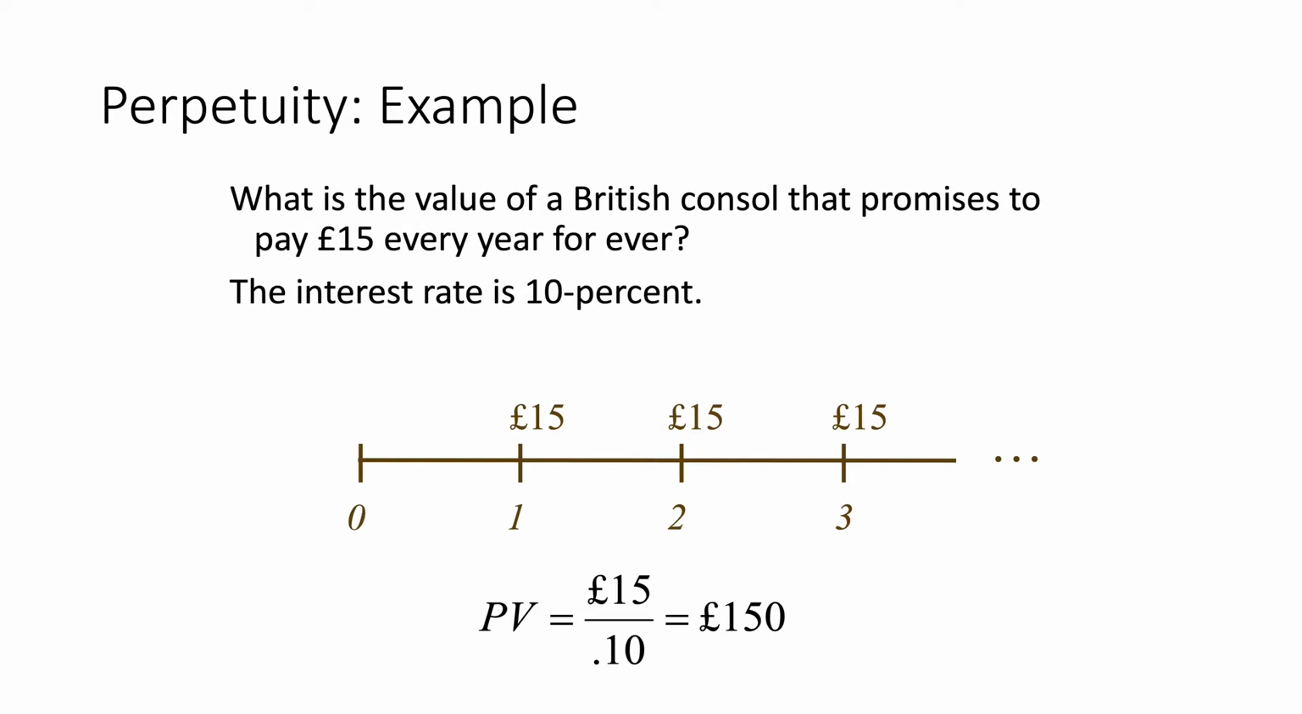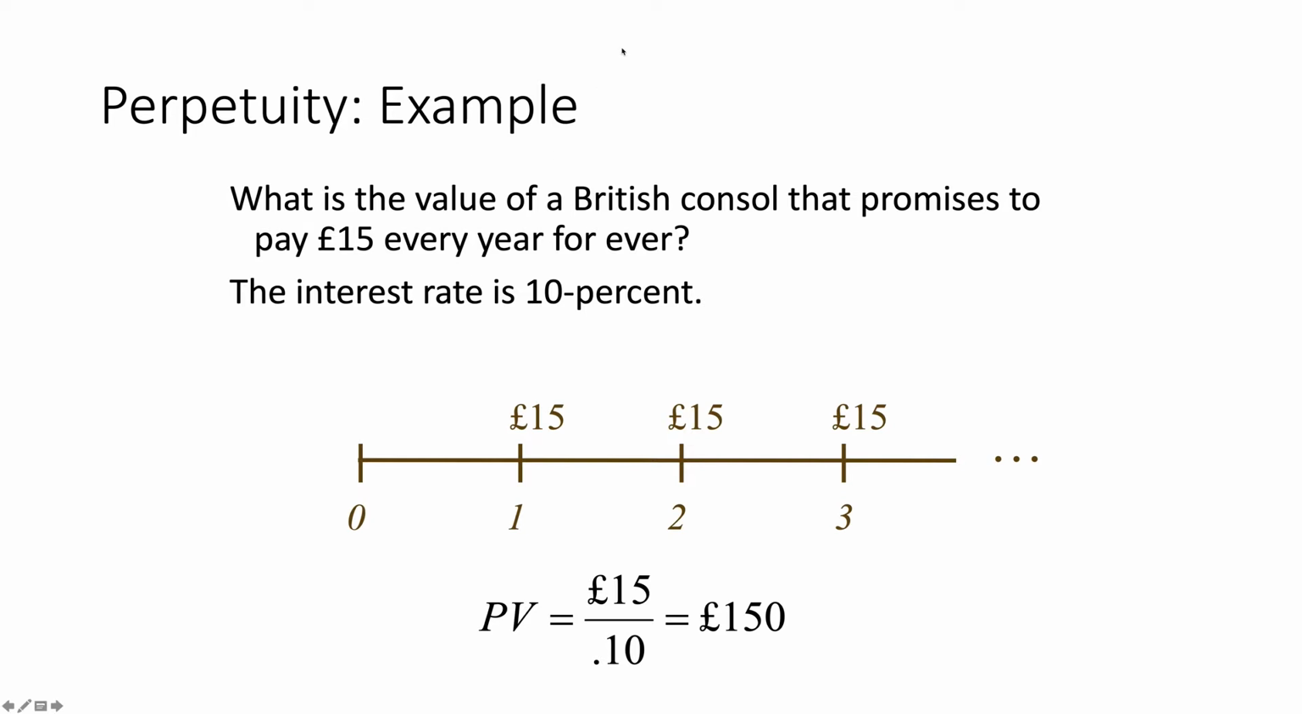You can think about this one: if a preferred stock pays you $15 per year as a dividend, how much would you pay for this preferred stock? If your cost of capital is 10%, it is worth $150 to you. So it's a very straightforward calculation: payment divided by interest rate. But this is for perpetuity.